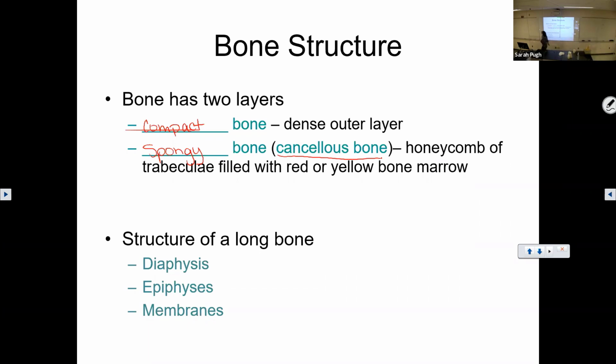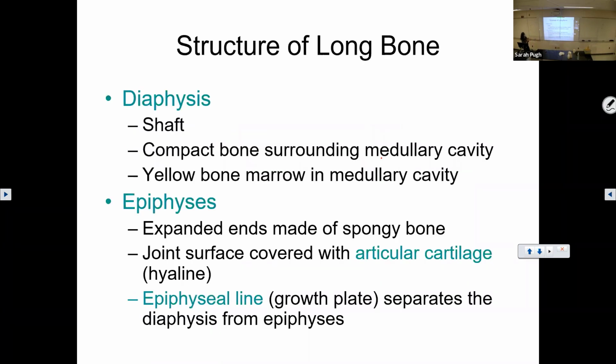So I'm going to walk you through the structure of all the long bones in the body. Long bones, remember, always have a shaft, which is called a diaphysis. In the diaphysis, there is a medullary cavity. There is a space inside the diaphysis, and in an adult, it is filled with yellow bone marrow.